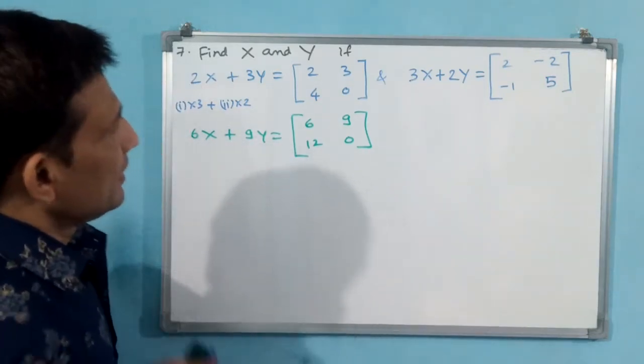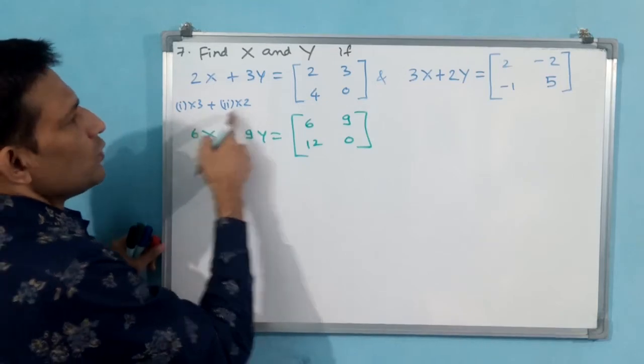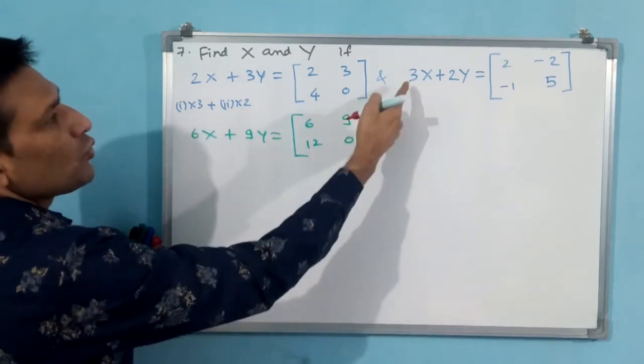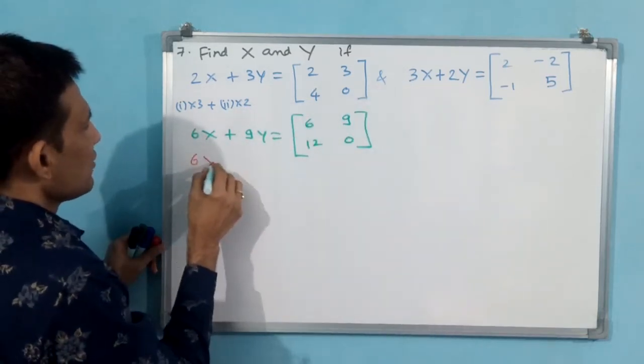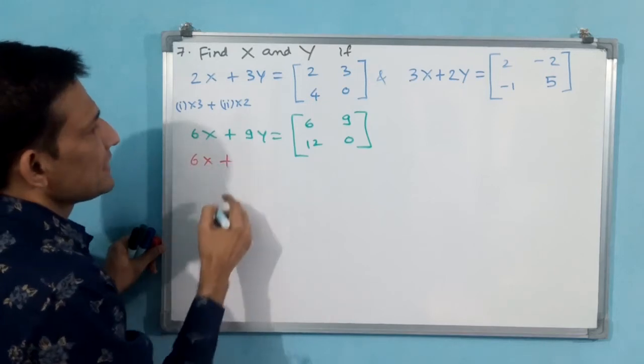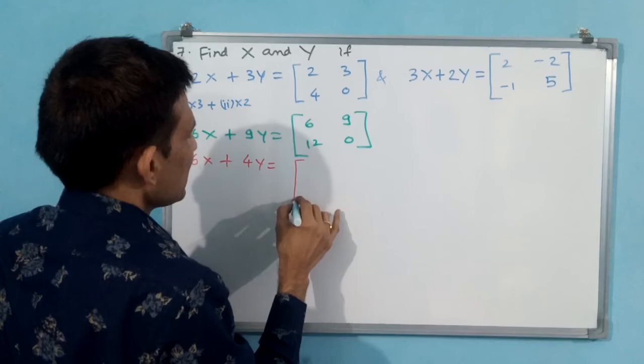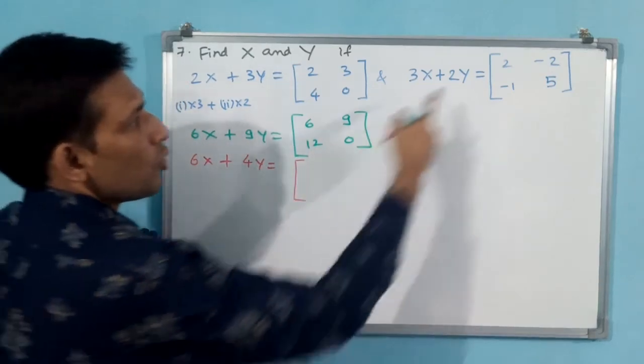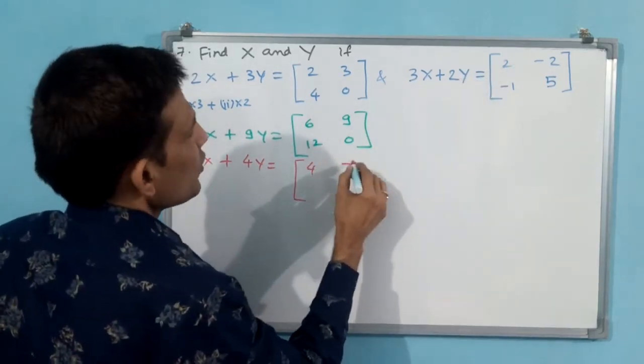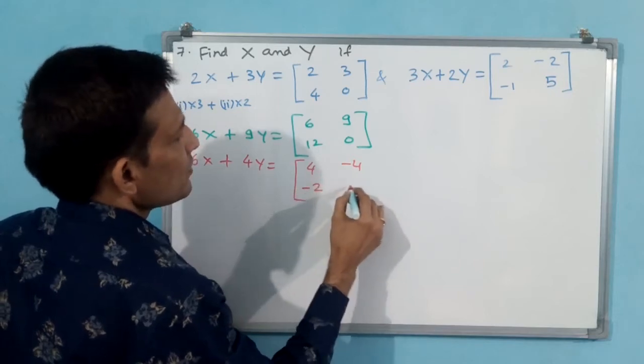Okay. Now let us multiply by 2. 2 into 3 is 6x. That only we want. Why? Because 6x is going to get cancelled. Now 2 into 2, 4y is equal to, but here you have to be a little bit careful. 2 into 2, 4. 2 into 2 minus 4 minus 2, 10.